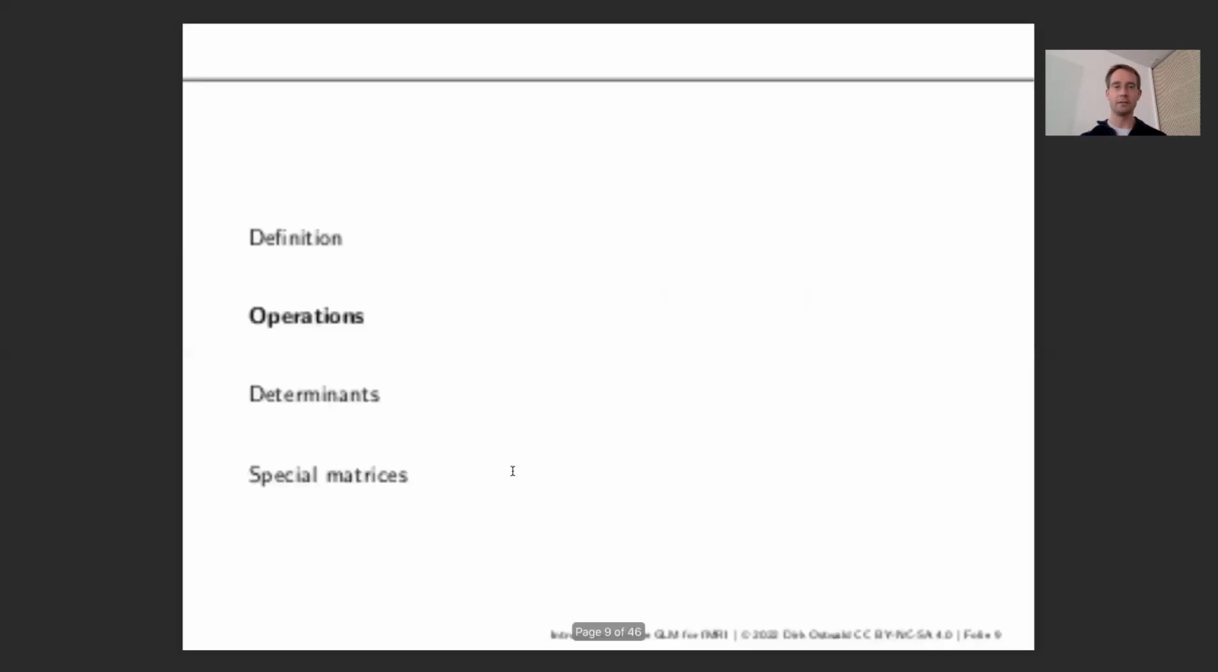Okay, I think that's fairly straightforward. That's what a matrix is. Any questions about what a matrix is?